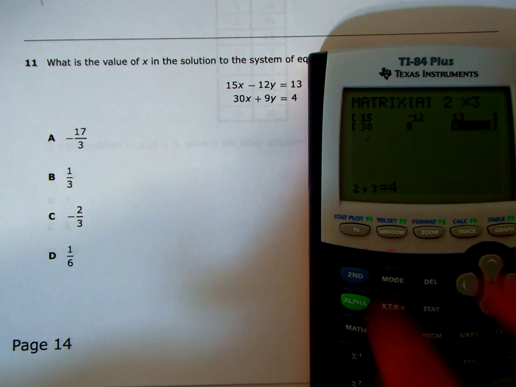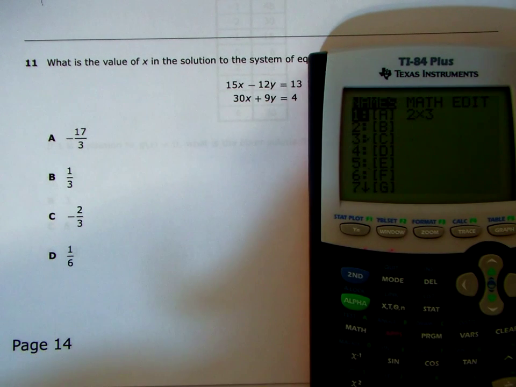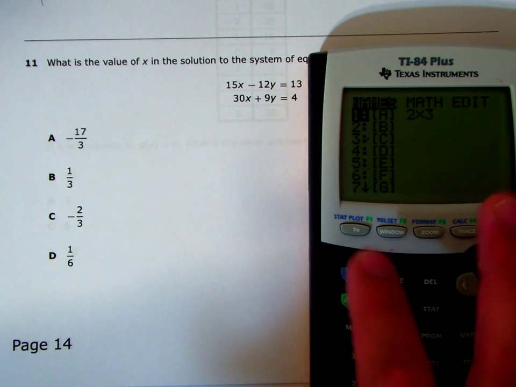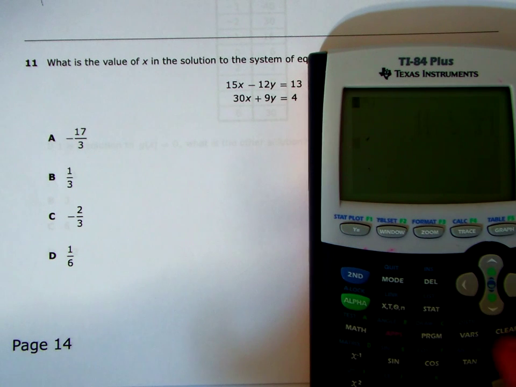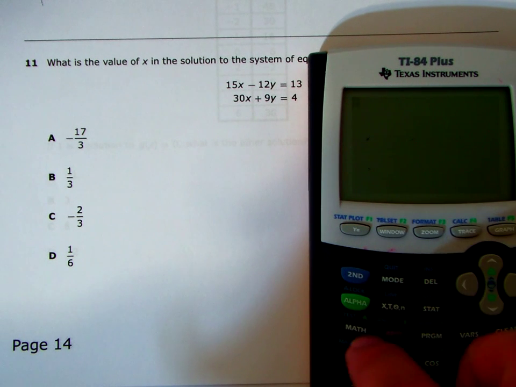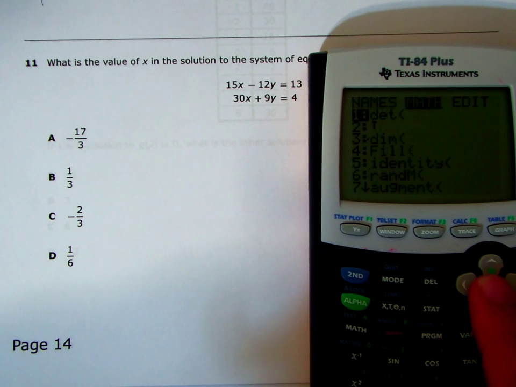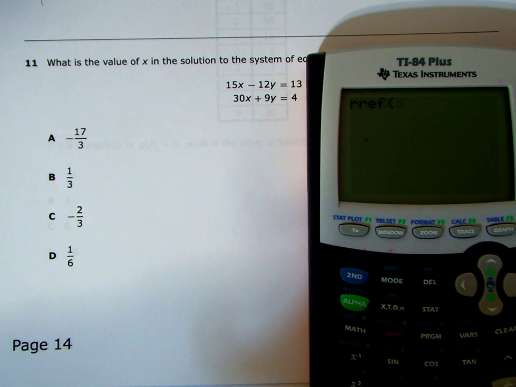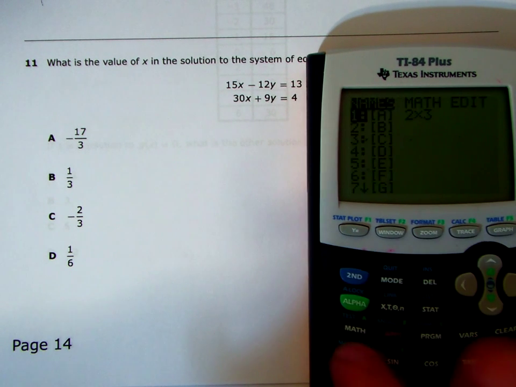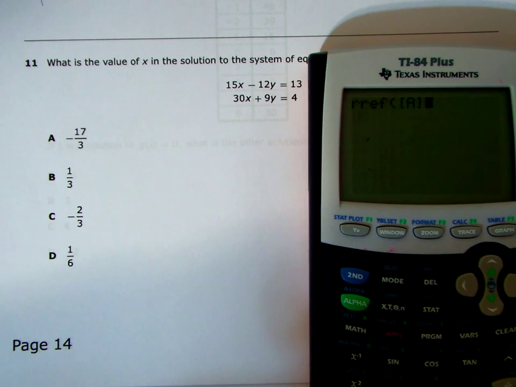The next thing I'm going to do is push second, matrices, right? Actually, you want to go to the main screen and clear it. Second, matrices, go to math, and then go down to RREF. Second, matrices, A, close it, enter. Remember, and then press math, fraction.